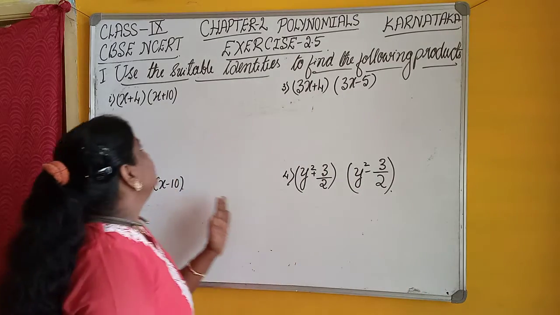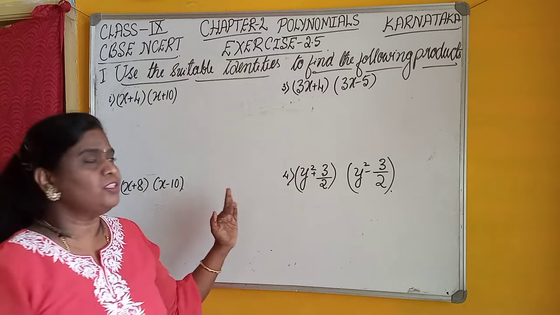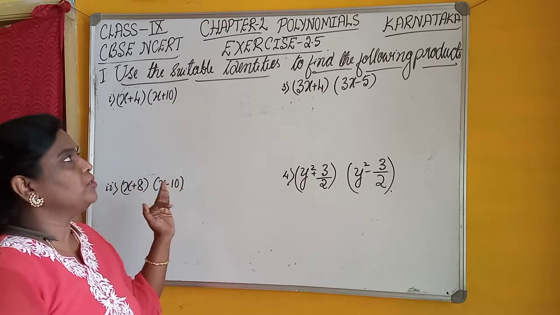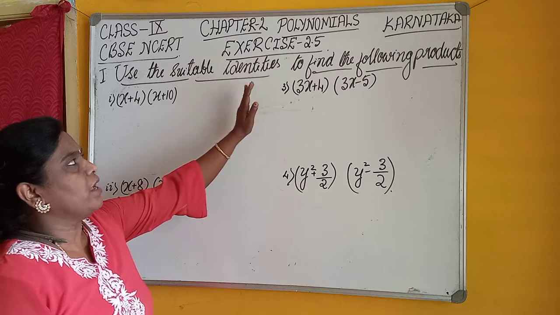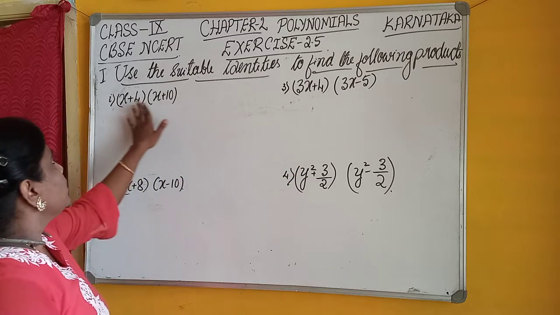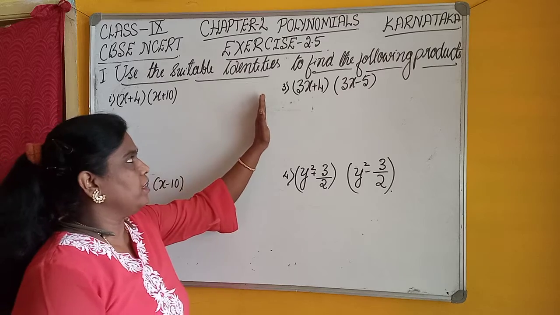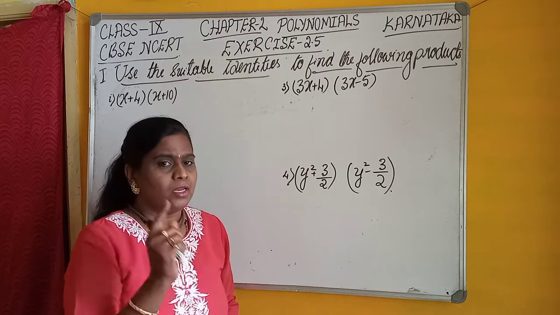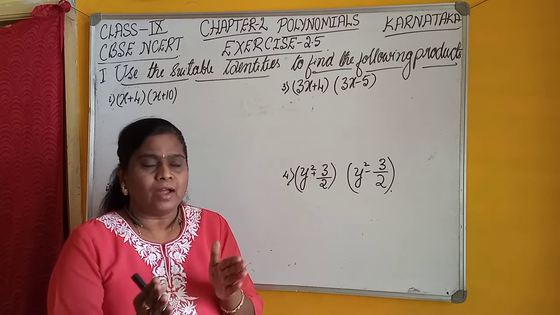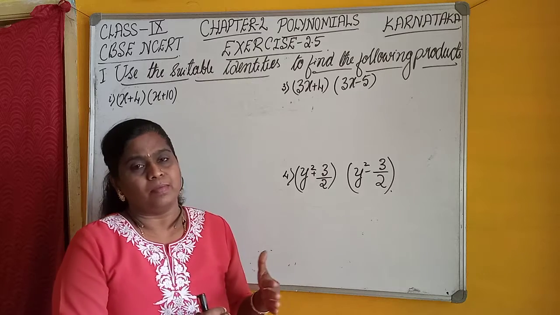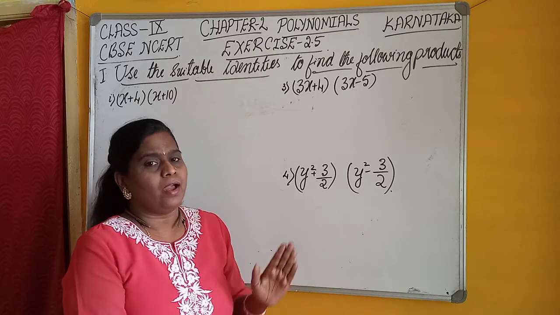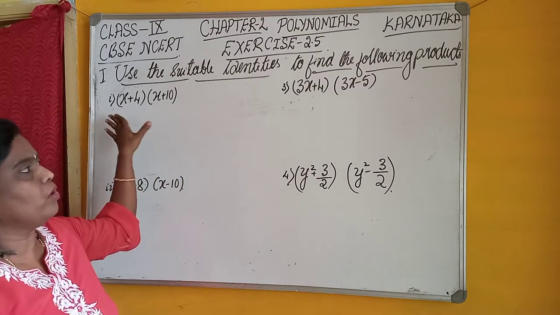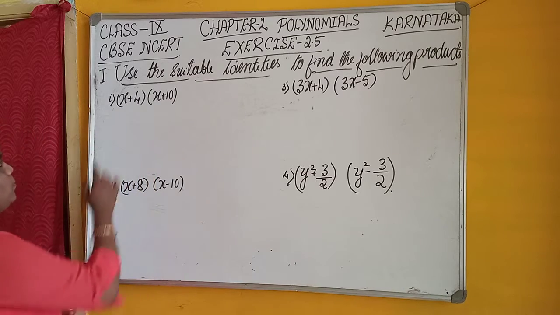It is the class for 9th standard students, CBSE, NCERT and also for the Karnataka state students. In that, the second chapter, polynomials. Exercise 2.5, question 1: use the suitable identities to find the following products. To find the products, we have to use the suitable identities, isn't it? We have discussed the basic identities in the previous class. We have to use those identities to find the products.